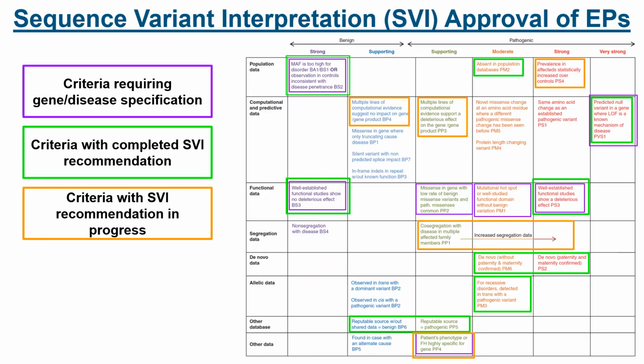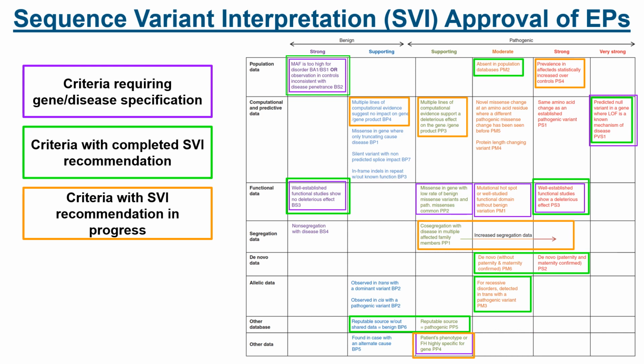So I'm showing here again the grid from the ACMG-AMP guidelines, but I've added in a few additional annotations, such as showing which criteria require gene and disease specifications, which criteria have a recommendation from SVI, and which criteria are currently undergoing recommendations by SVI.